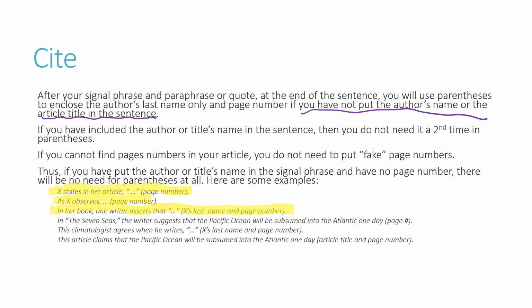Here's one, for instance. It's an article called The Seven Seas. In the Seven Seas, the writer suggests the Pacific Ocean will be subsumed into the Atlantic one day. And there's the page number, if you can find it. If the article has page numbers, then put the page number. If not, you just keep it as the Seven Seas. That's how it will be cited in your Works Cited page. So these are all different examples of how the citation will look in the paper itself.